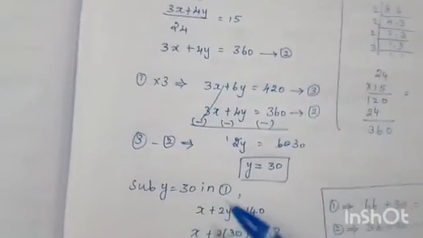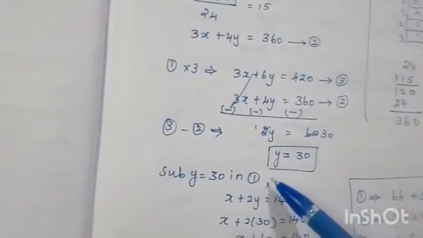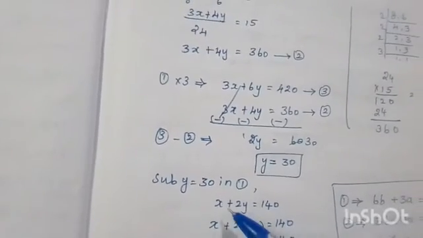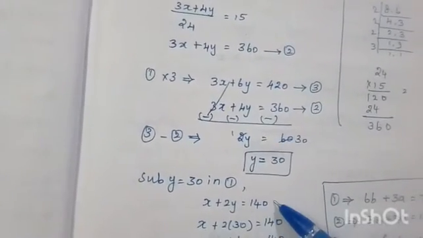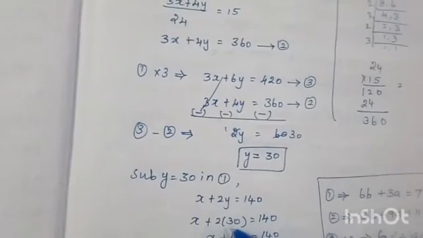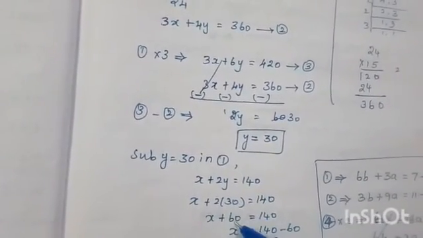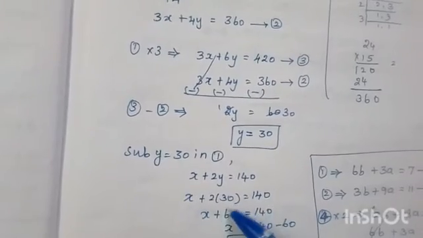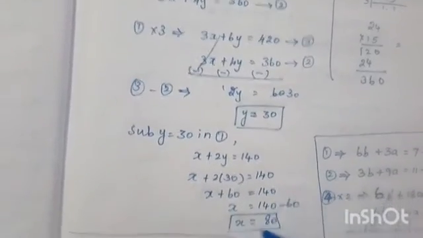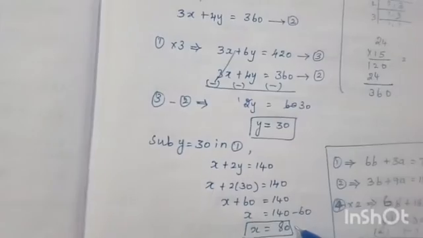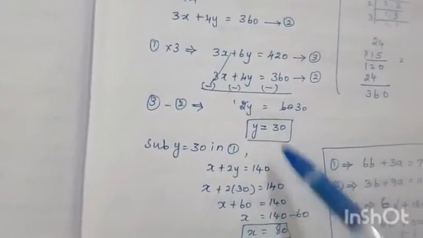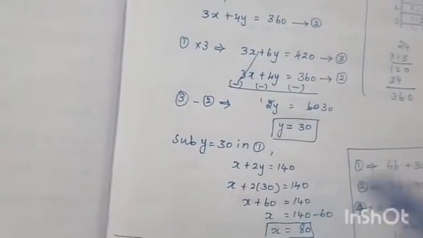Now you have to substitute y equal to 30 in equation number 1. That equation number 1 is x plus 2y equal to 140. So x plus 2 into 30 equal to 140. So x plus 2 into 30, 60 equal to 140. So this 60 you have to transpose to this side. So x equal to 80. So y equal to 30, x is equal to 80.